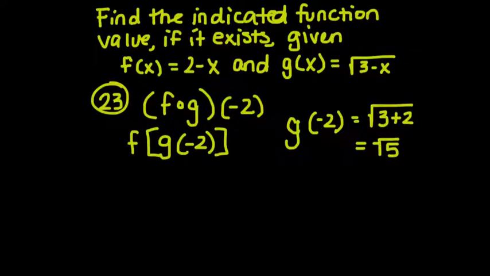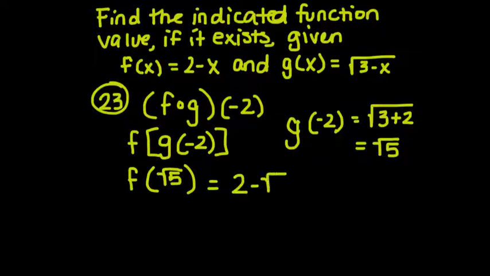So the composition f composed of g of negative 2, which we said was equal to f of g of negative 2, actually turns out to be f of the square root of 5, because I just replaced the g of negative 2 with what I found it was equal to, which is the square root of 5. Plugging the square root of 5 back into my function f gives me 2 minus the square root of 5. I can't simplify that any further, so this is my final answer.